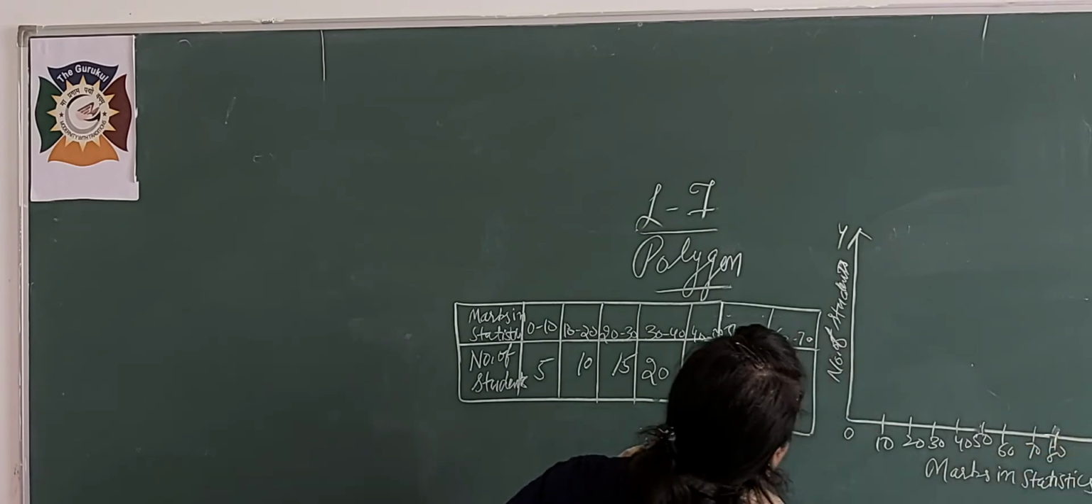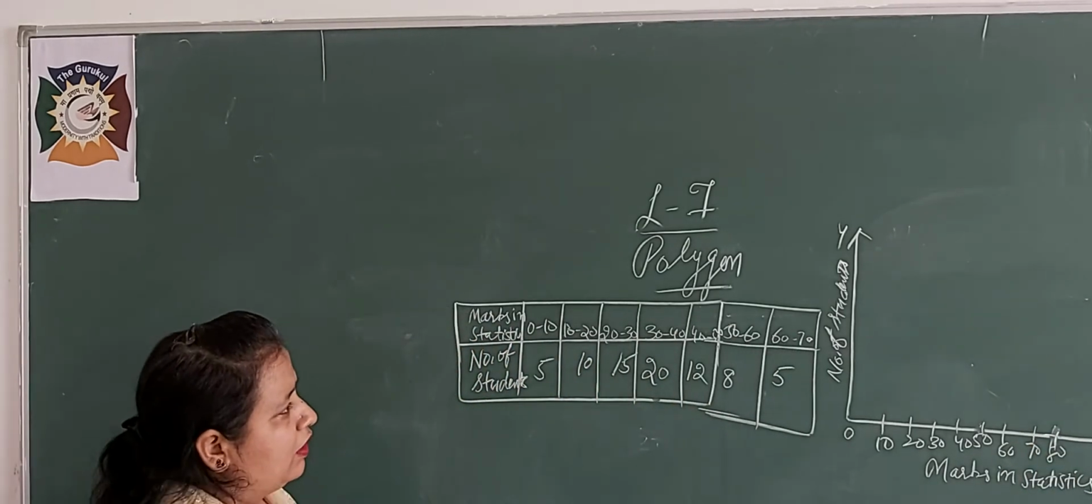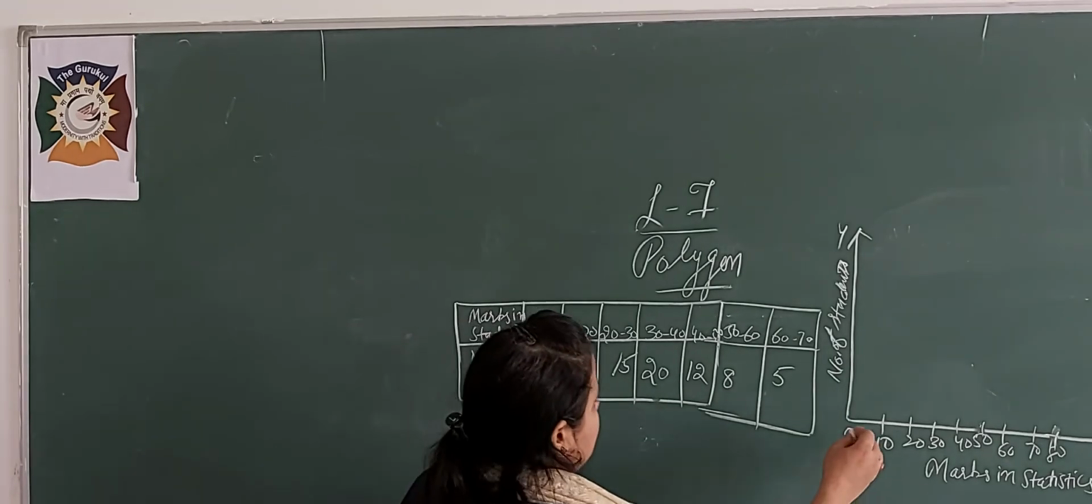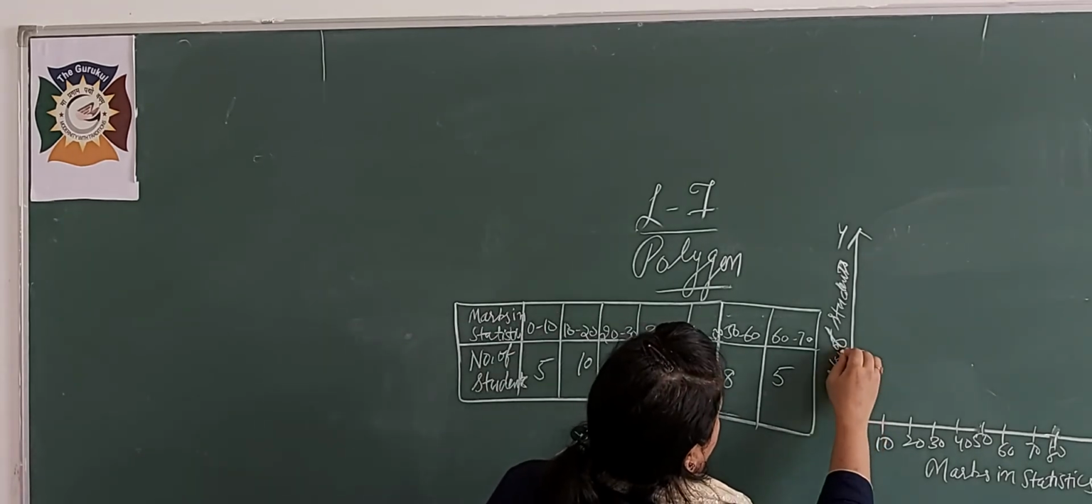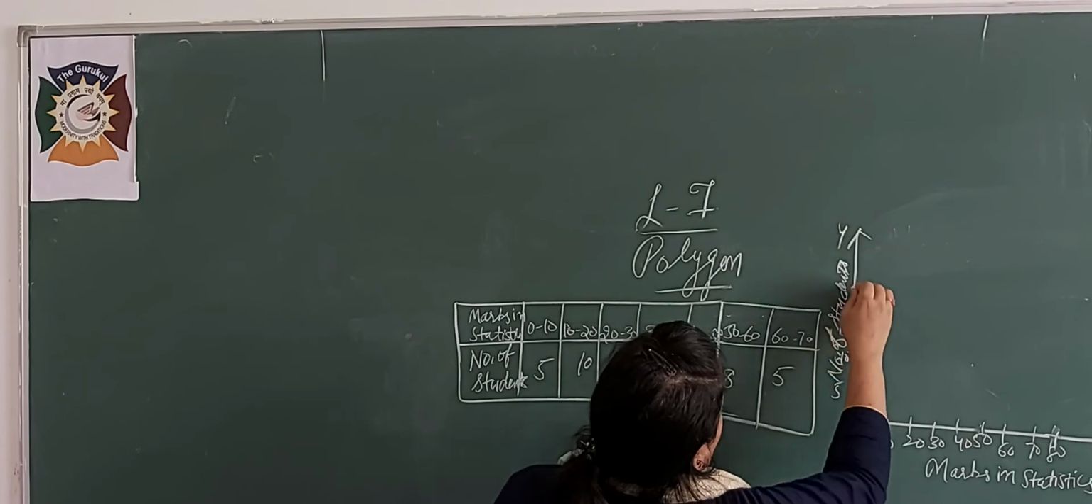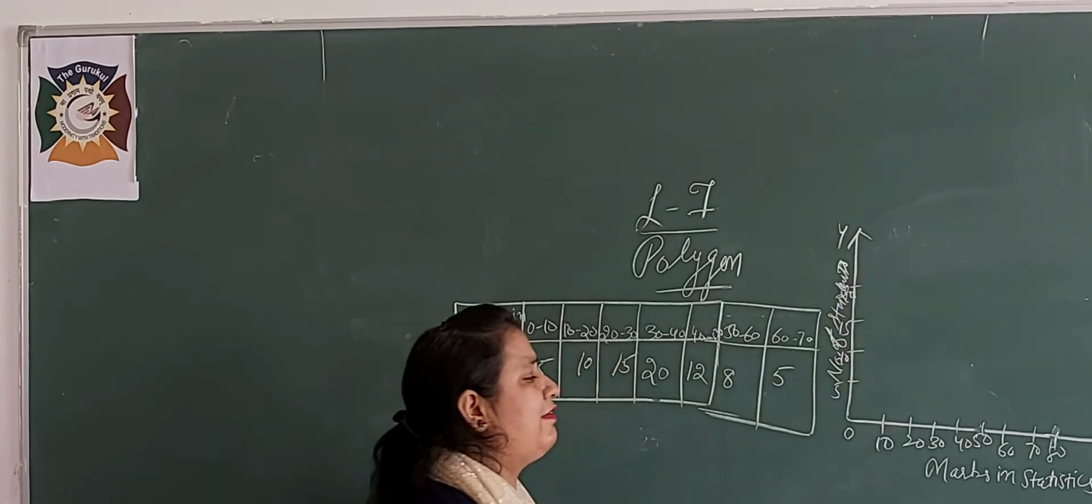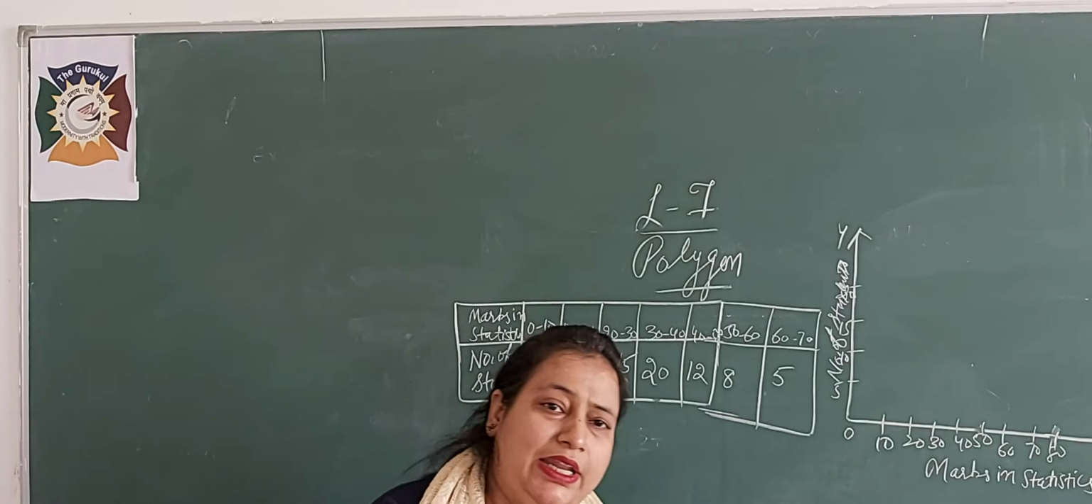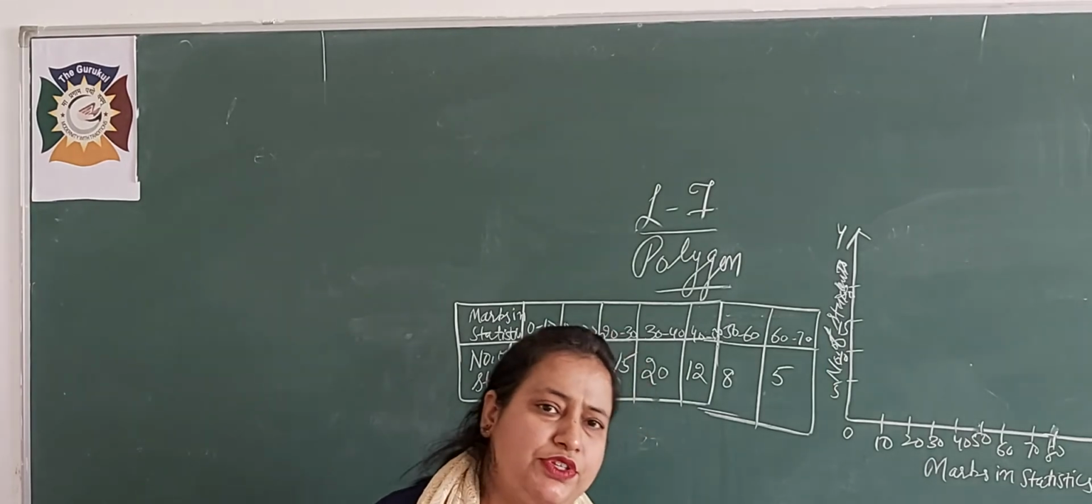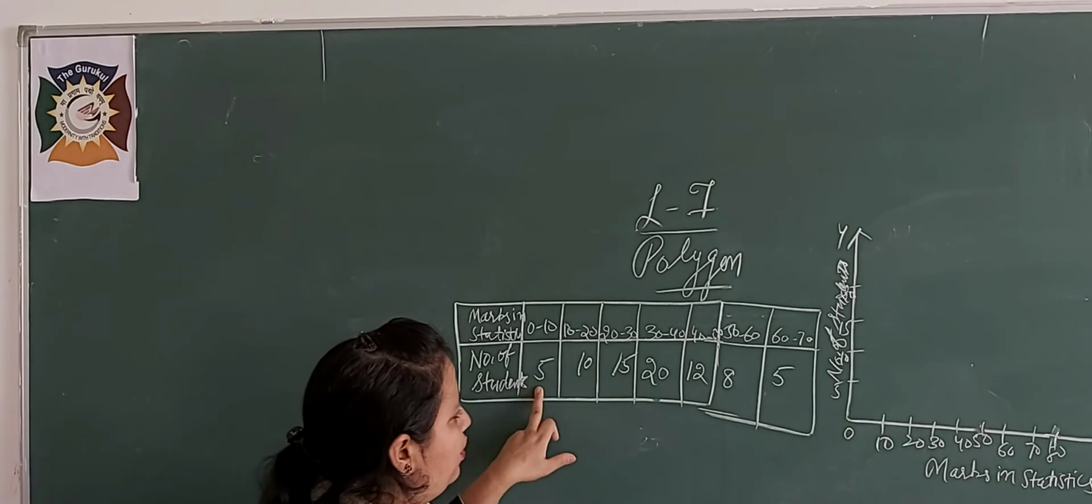I will take a gap of 1 centimeter: 5, 10, 15 and 20. Let us start. Firstly I will make the histogram, then I will tell you how to make the polygon with the help of the histogram. Let's start. 0 to 10 it is 5.